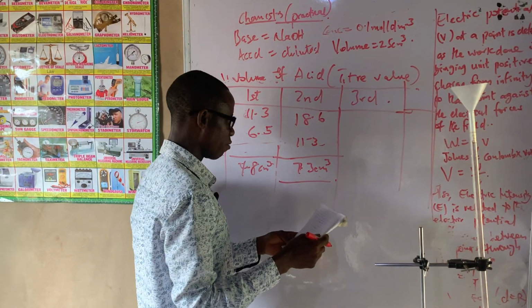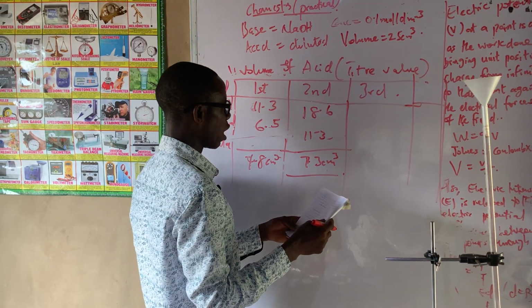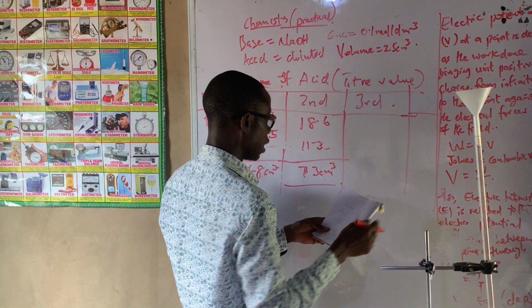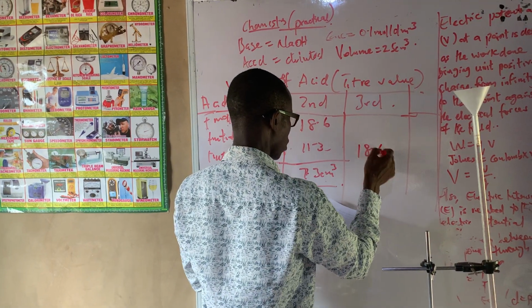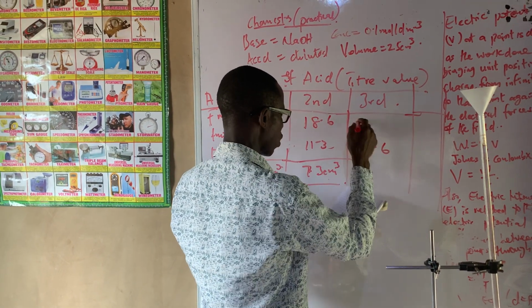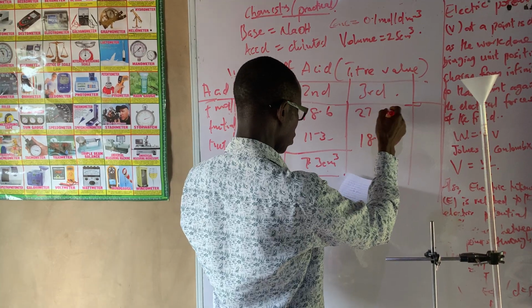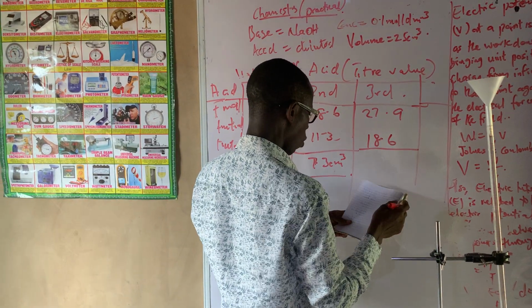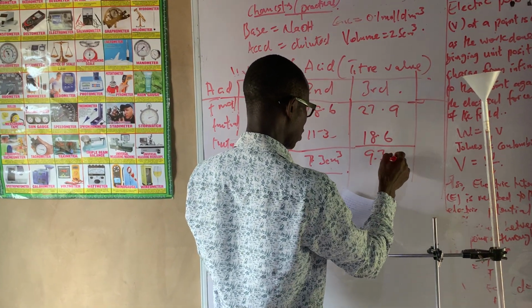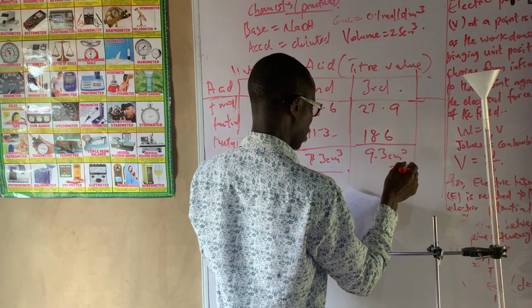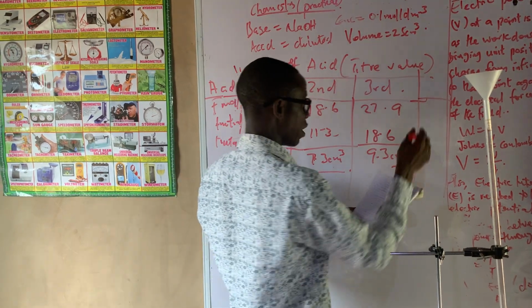The third one, we have our initial now to be 18.6. Our final is 27.9. When you subtract, you get 9.3 centimeter cube. This is a little bit of a question mark there. The other one did that we pick. Let's pick the final one.